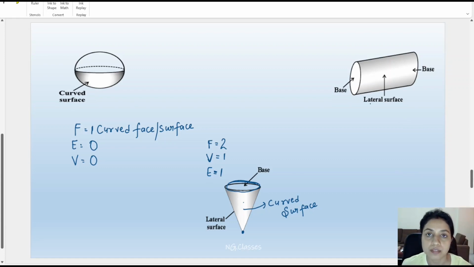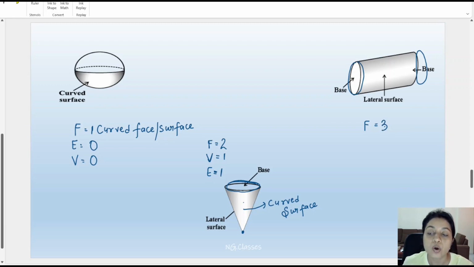All right. Now the last figure, it's a cylindrical shape. And here also we are having one curved surface, which is also known as lateral surface. Surface all around the cylinder. All right. So number of faces: we are having one circular base at the left hand side and one circular base on the right hand side. So total 2 flat surfaces there and one curved surface is there. That means total 3 faces are there.